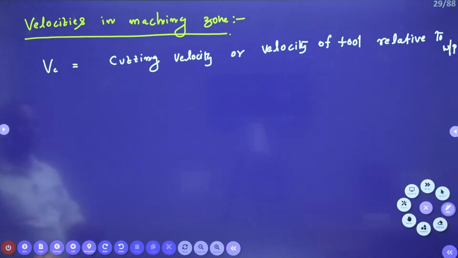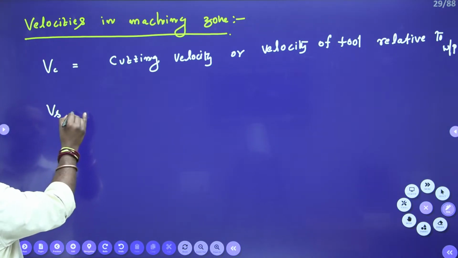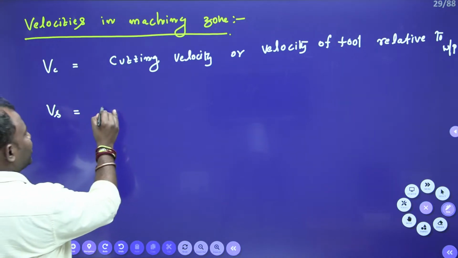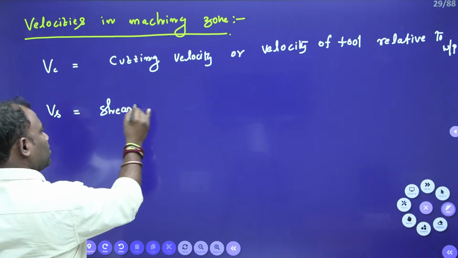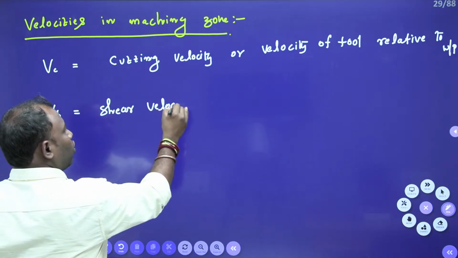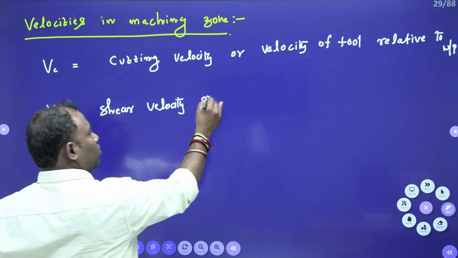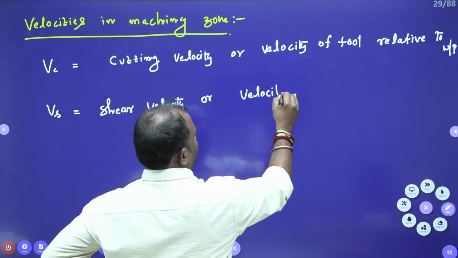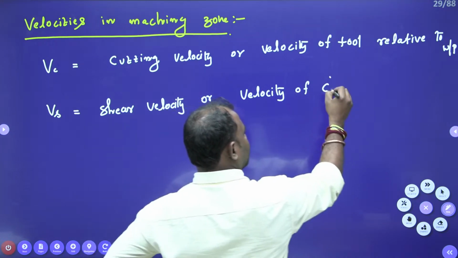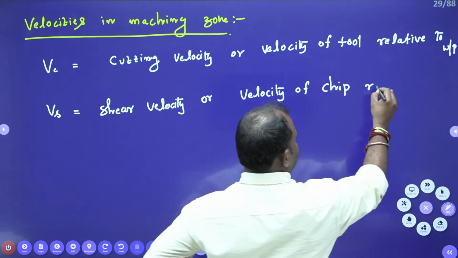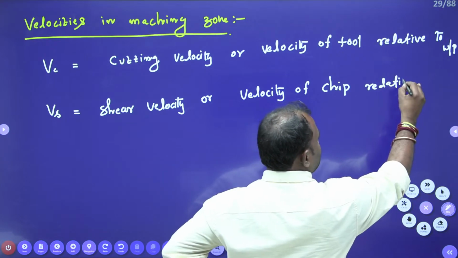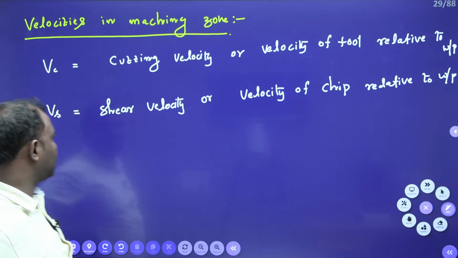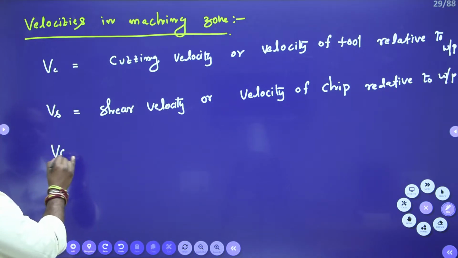Next, Vs is the shear velocity, or we can also call it the velocity of the chip relative to the workpiece.